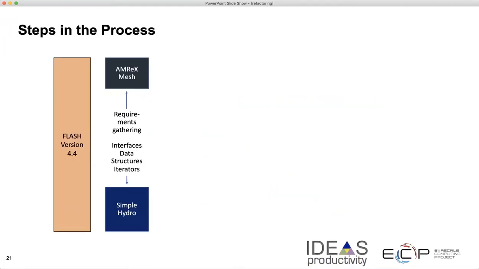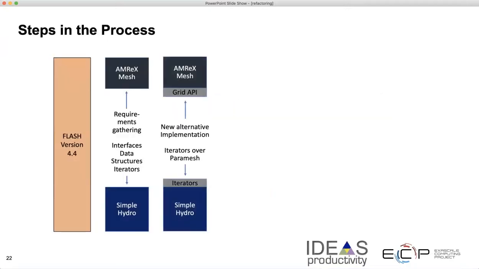The next step was we looked at how the grid API needed to be augmented and changed in order to accommodate those iterators over Paramesh. So the iterator sat over Paramesh, and for AMRX, we provided a new alternative implementation. So in Flash parlance, what you can do is you have all of these various units that encode and encapsulate a particular functionality.